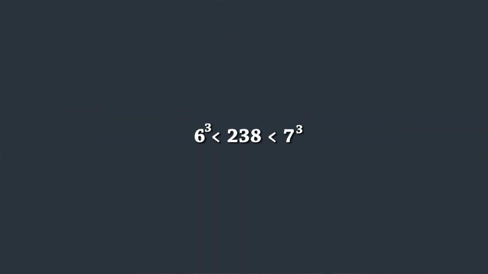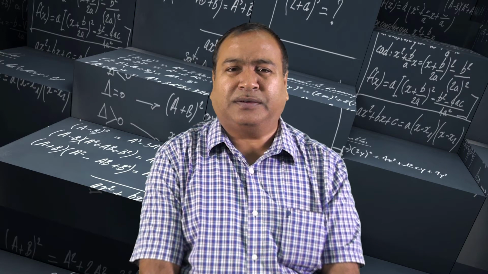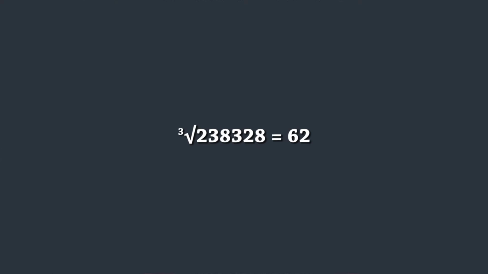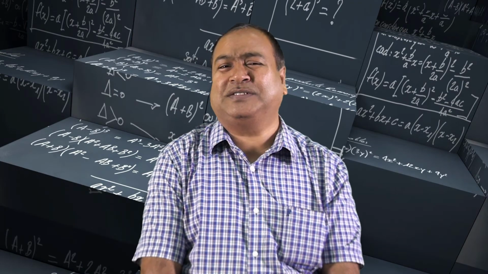Step 3. Look at 6 cube is less than 238, which is less than 7 cube. Step 4. Now by considering the smaller number in the above inequality, the tens place in the answer must be 6. Therefore, by this we can observe that the cube root of 238,328 is just 62. Is it interesting? Okay, let us take one more example.